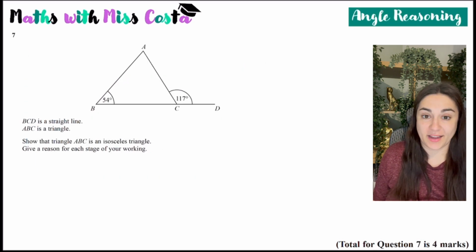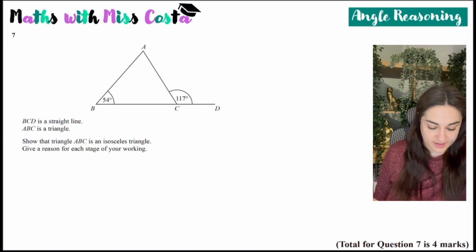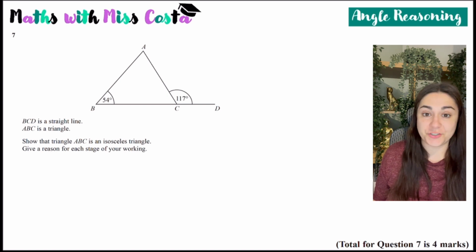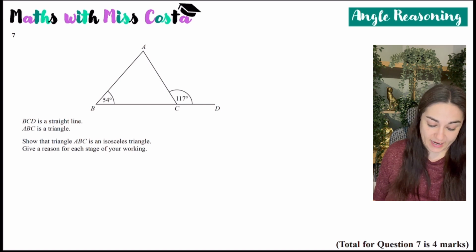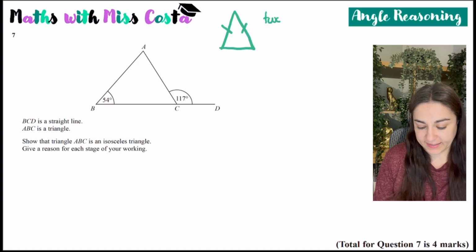Next, we've got some angle reasoning. So I'm told that BCD is a straight line, ABC is a triangle, and I need to show that triangle ABC is an isosceles triangle. Now, the key thing that you need to know about an isosceles triangle is that it has two equal sides and two equal base angles.